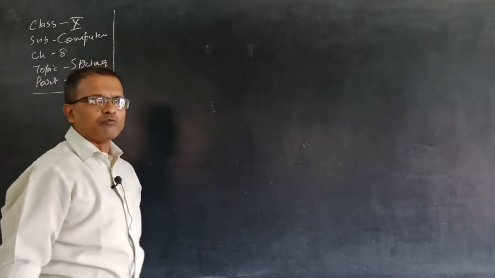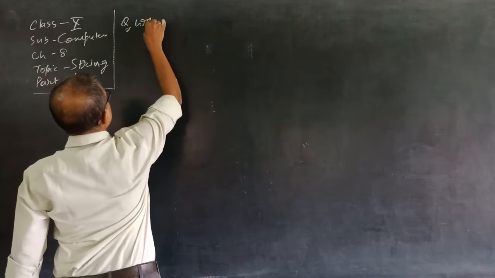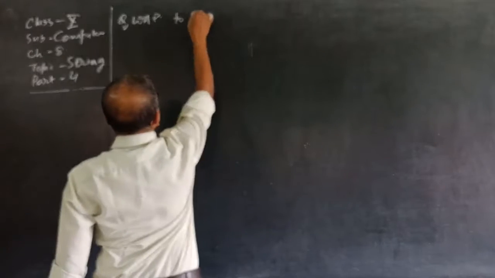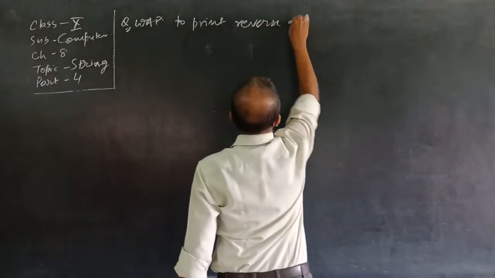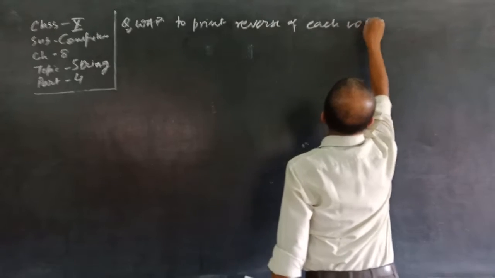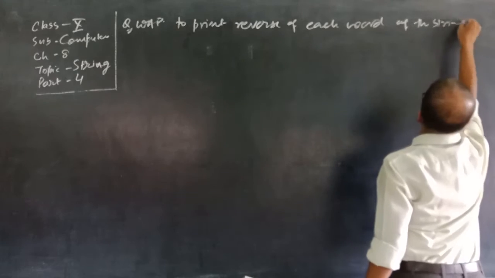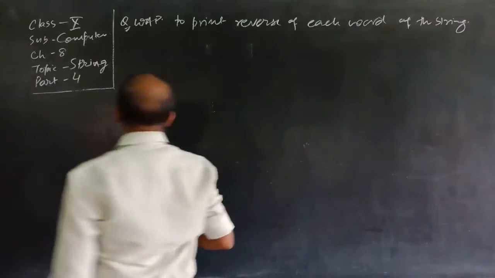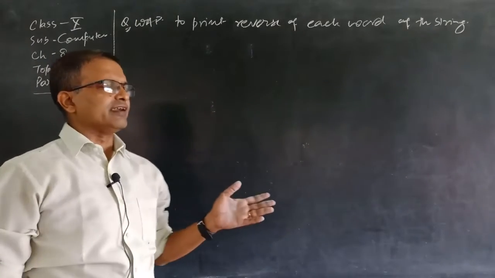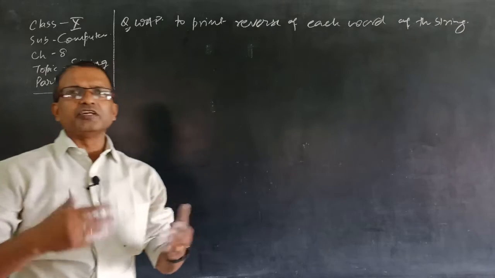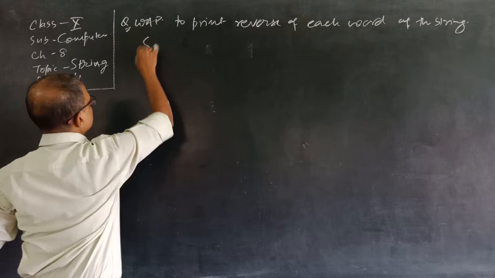So let us see one more question based on word splitting, and the question is: write a program to print the reverse of each word of the string. Reverse of each word of the string. So how will this be done? In the previous video, I think the second video, we discussed how to print the reverse of a string. In this video that concept will be implemented. So how will the concept be implemented?